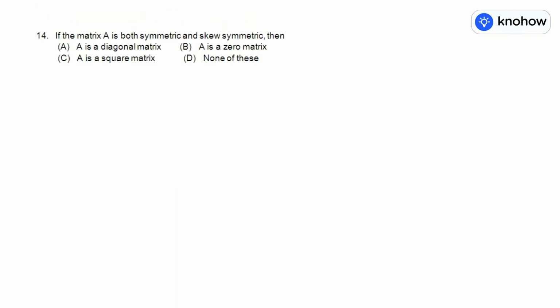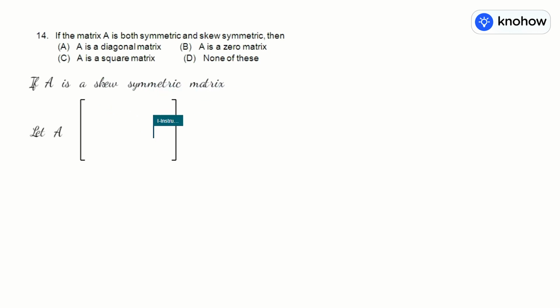Next, question 14. If the matrix A is both symmetric and skew symmetric, then which of the choices is correct? Let's see how a matrix can be symmetric as well as skew symmetric. So let me start with a matrix. Let us consider A as a skew symmetric matrix.